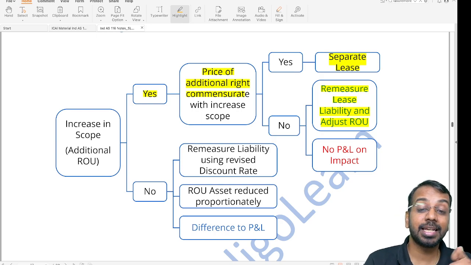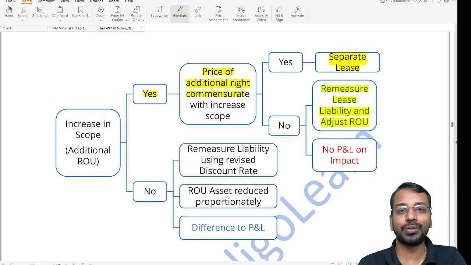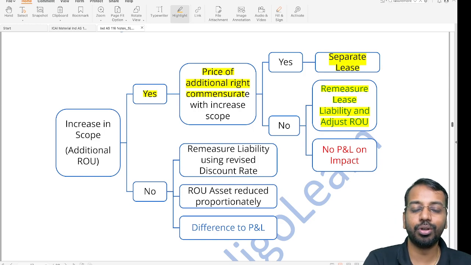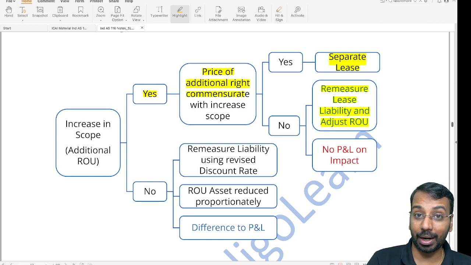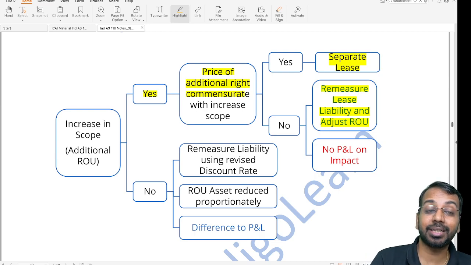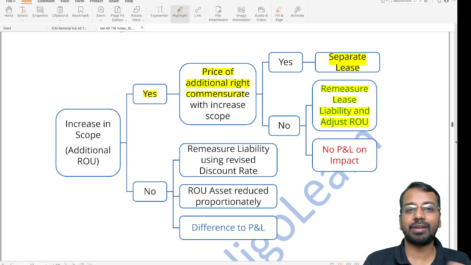If there is an increase in scope, price is not commensurate, you will remeasure the lease liability and you will adjust the ROU. There is no impact on the P&L. But if there is a reduction in scope, lease term came down, asset we have surrendered.